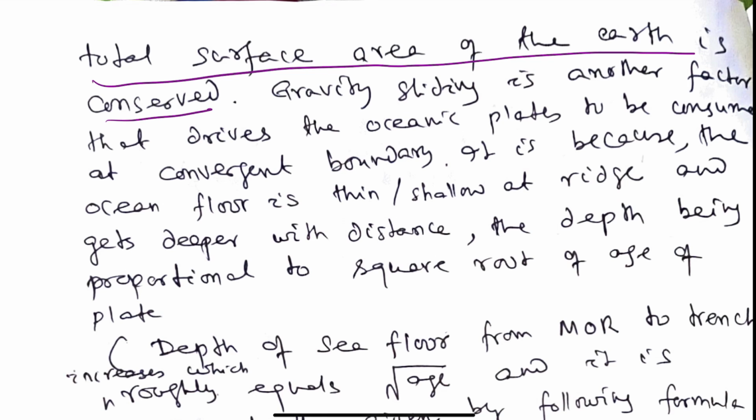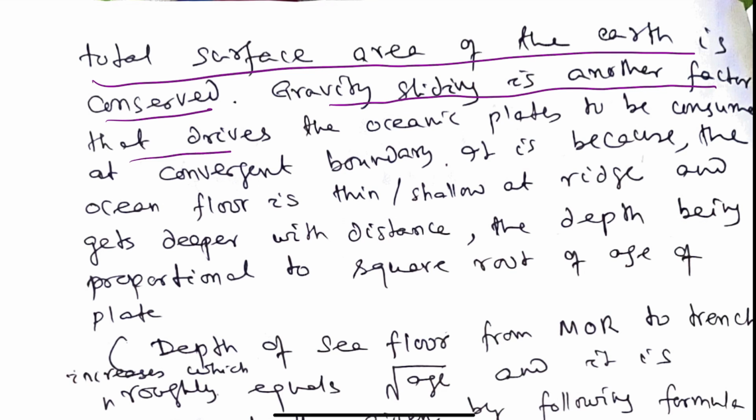Because we know if a new plate is being created at one place, there must be consumption of a plate somewhere else so that the total surface area of the earth is conserved. So this happens when the lithospheric plate is being created at the mid-oceanic ridges, and with the formation of new oceanic crust, there must be a condition where this oceanic crust has to be consumed so that the total surface area of the earth is conserved, and this takes place because of sinking of the oceanic plate at the convergent boundary zones. This has been explained here.